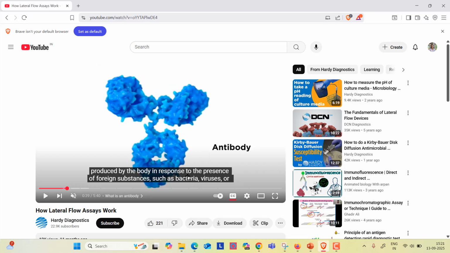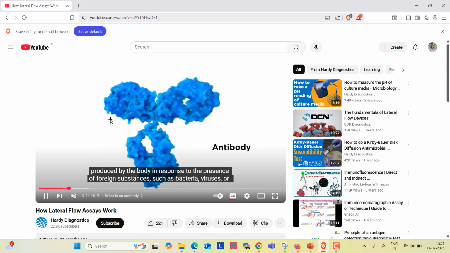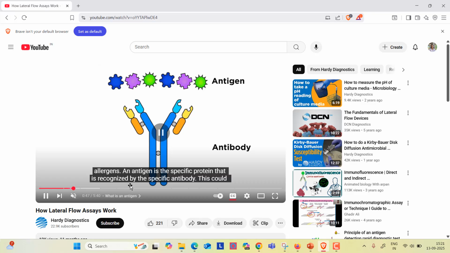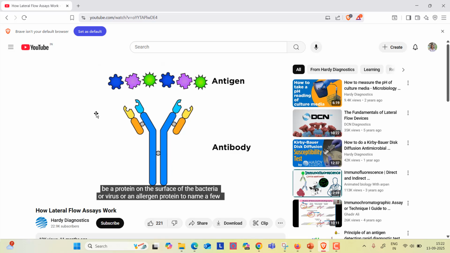An antibody is produced by the body in response to the presence of a foreign substance such as bacteria, viruses, or allergens. An antigen is the specific protein that is recognized by the specific antibody. You can see this, right? The antibody is generated because of foreign attacks, and these antigens are specific for binding to that particular antibody. This could be a protein on the surface of the bacteria or virus, or an allergen protein.